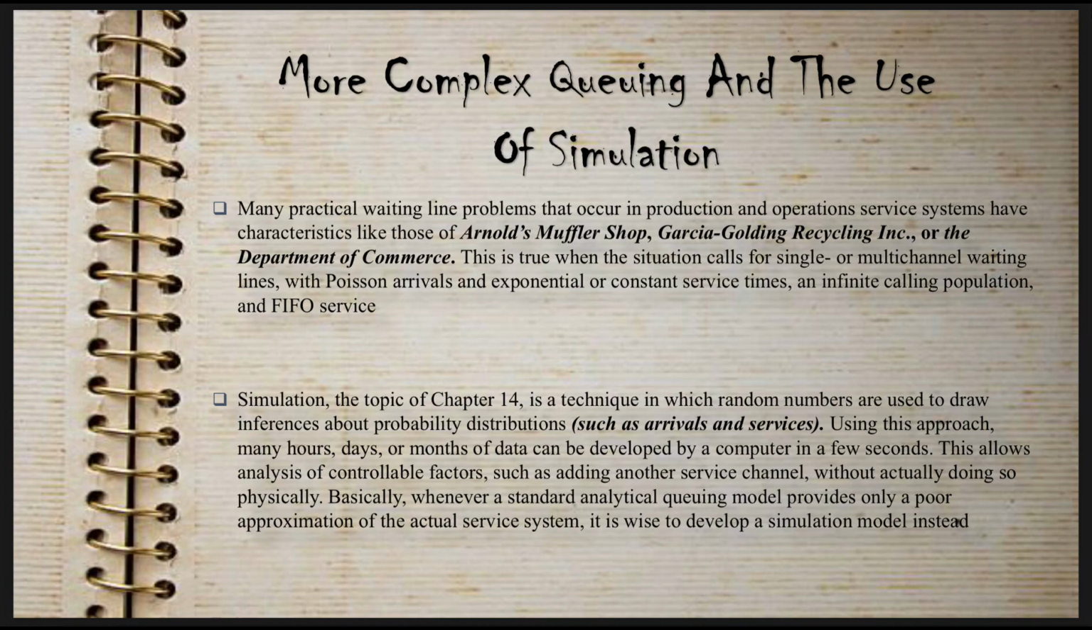Arnold's Muffler Shop, Garcia-Golding Recycling, or the Department of Commerce. Those there mentioned are the characteristics of practical waiting line problems that occur in production and operation service systems. And it says here that it is true when the situation calls for single or multi-channel waiting lines with Poisson arrivals and exponential or constant service times, an infinite calling population, and FIFO service.